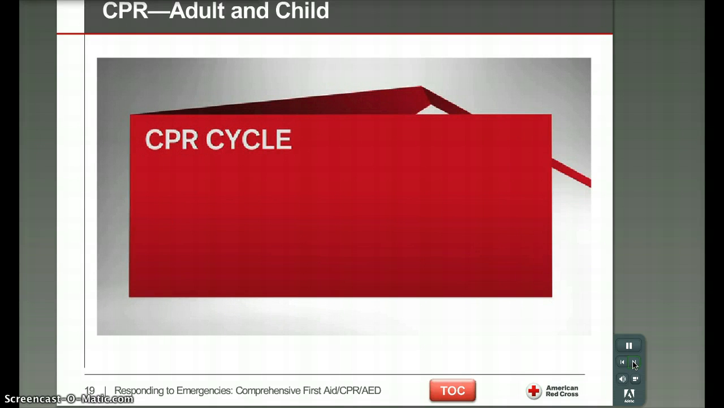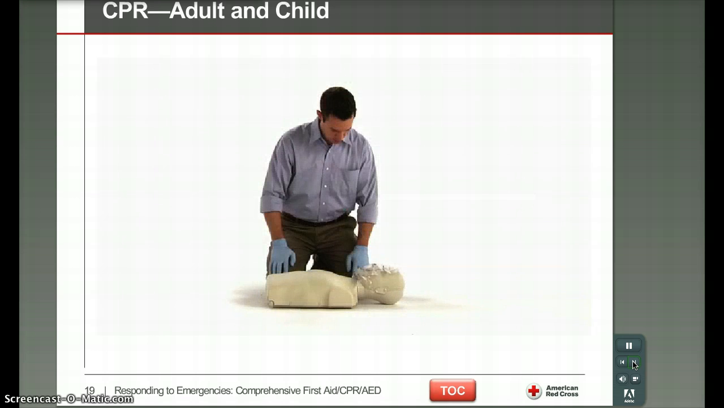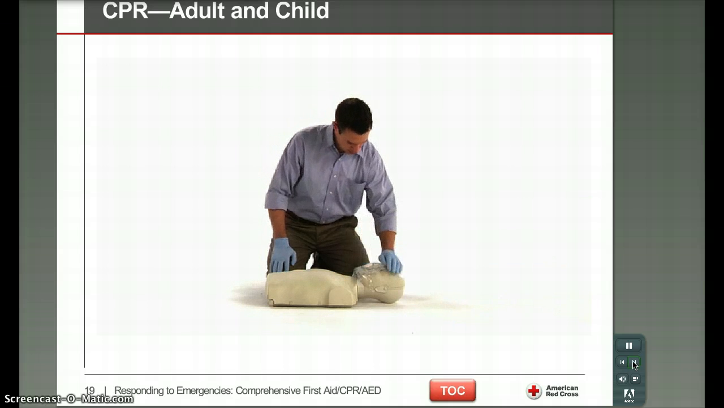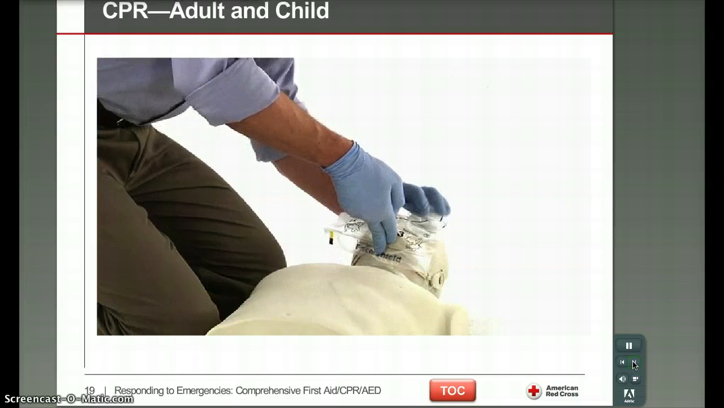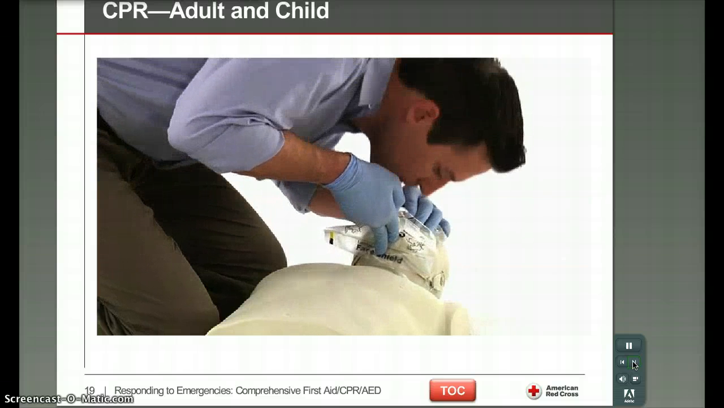CPR is performed in cycles of 30 chest compressions and 2 rescue breaths. To give rescue breaths, use a CPR breathing barrier if available. Tilt the head back and lift the chin up. Then pinch the nose shut and make a complete seal over the mouth.